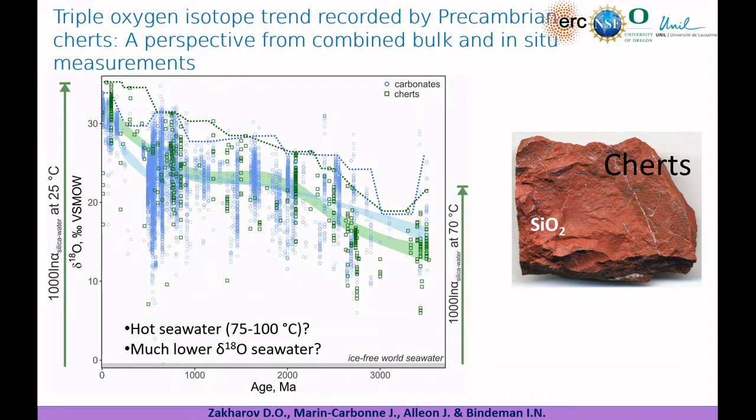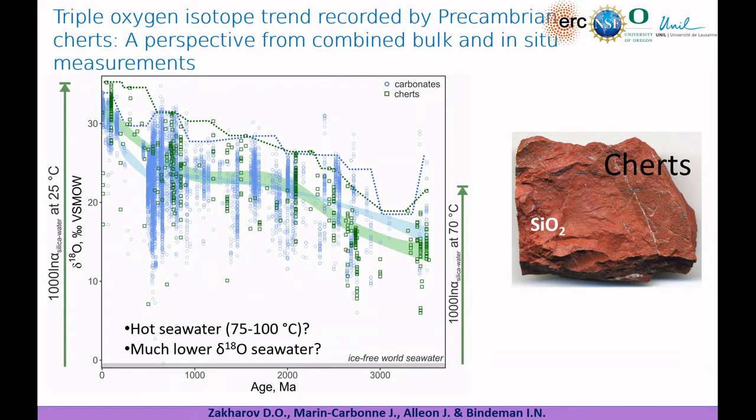Hello everyone, today I'd like to tell you about our research on isotope composition of ancient cherts from a combined perspective of triple oxygen isotope measurements in bulk and in situ isotope investigations. Scientists had been interested in oxygen isotope composition of ancient sedimentary rocks so that they could reconstruct the temperature of the oceans in the deep past, all the way back to the Archean.